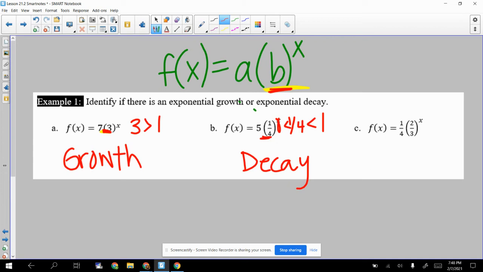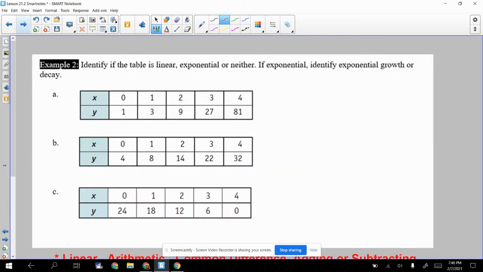Okay, so then you guys think for a second here, part C, if it is f of x equals 1/4 times 2/3 to the x, is that going to be exponential growth or decay? Go ahead and answer here. So hopefully you said that 2/3 is less than 1 but greater than 0. So this one would also be exponential decay. Awesome. All right, moving right along.